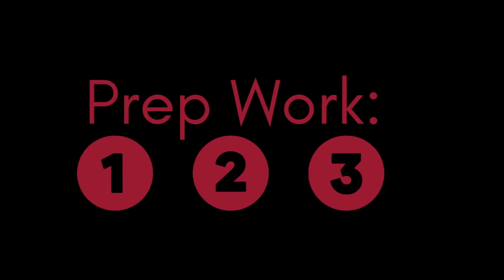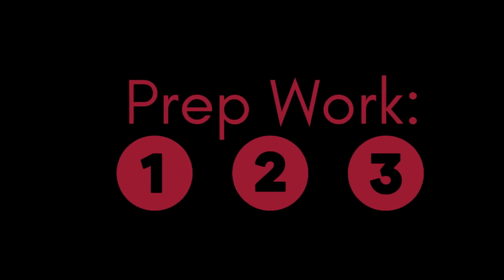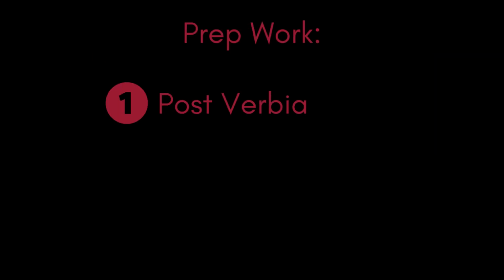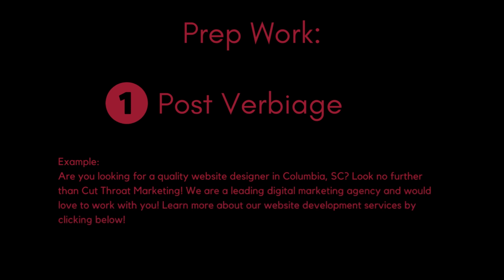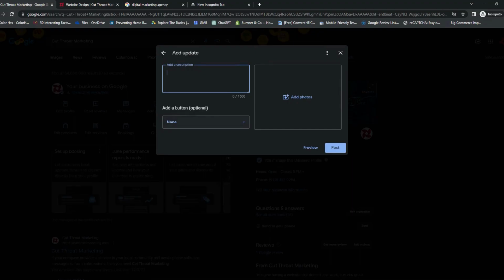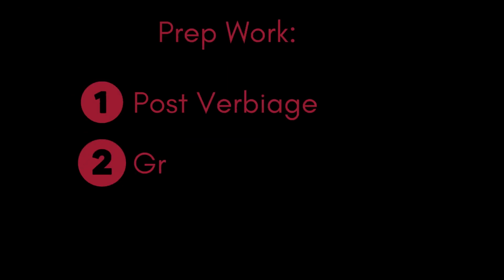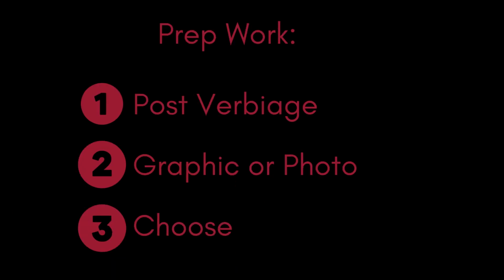So let's take a second just to make sure we have everything we need. To do a post, you're going to want to have three things. Number one is what you're going to talk about. The verbiage for your post. It's great if you can have that ready to go. If not, you can just type it right here as you go. Number two is to have a graphic or a photo that's going to go with the service or product that you're talking about. And then we're going to need to pick a button. So in our minds, it's kind of good to know which button we want to use.